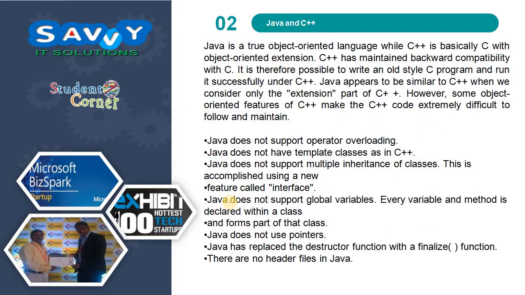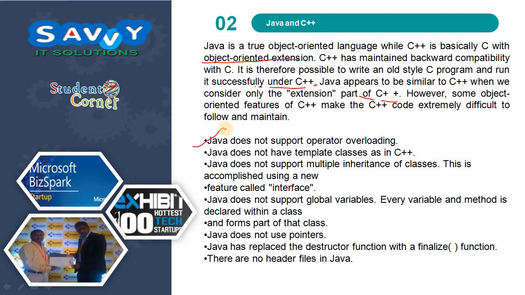Now we need to know the difference between Java and C++. Java is a true object-oriented language, while C++ is basically C with object-oriented extensions. C++ has maintained backward compatibility with C. It is therefore possible to write an old-style C program and run it successfully under C++. Java appears to be similar to C++ when we consider only the extension part of C++.